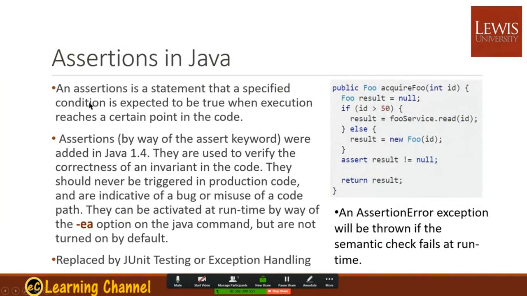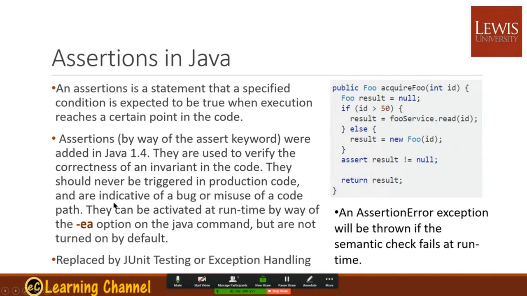Assertion in Java. An assertion in Java is a statement that a specific condition is expected to be true when execution reaches a certain point in the code. Assertions were added in Java 1.4. They were used to verify the correctness of an invariant in the code. They should never be triggered in the production code. So basically, it will hold a program. If the assertion is true, it will pass, but if it is wrong, an error will be raised.